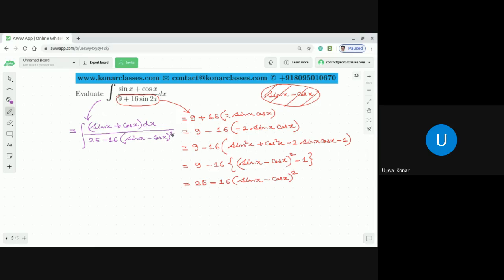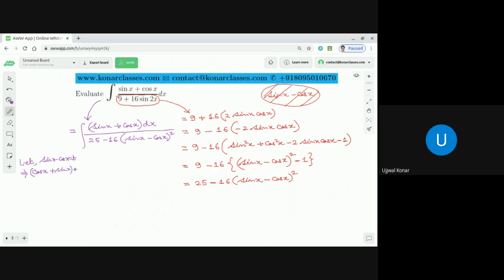Correct or not? Okay. So now let's assume that sin x minus cos x equals t. That implies, the differentiation of sin x is cos x, so cos x, and the differentiation of cos x is minus sin x. That minus multiplied with minus becomes plus sin x. That's it.